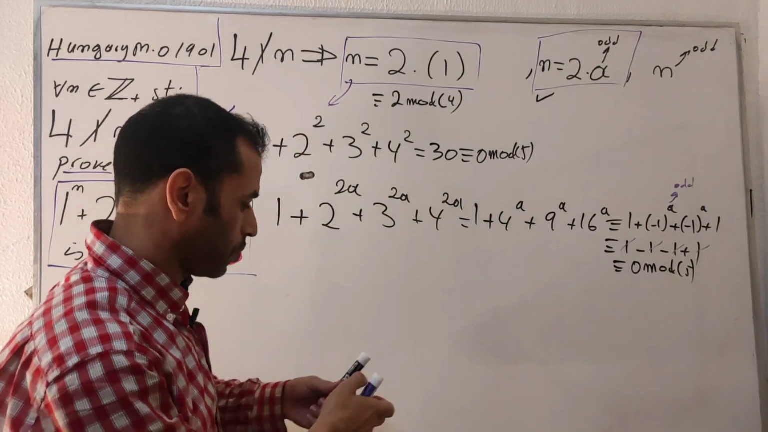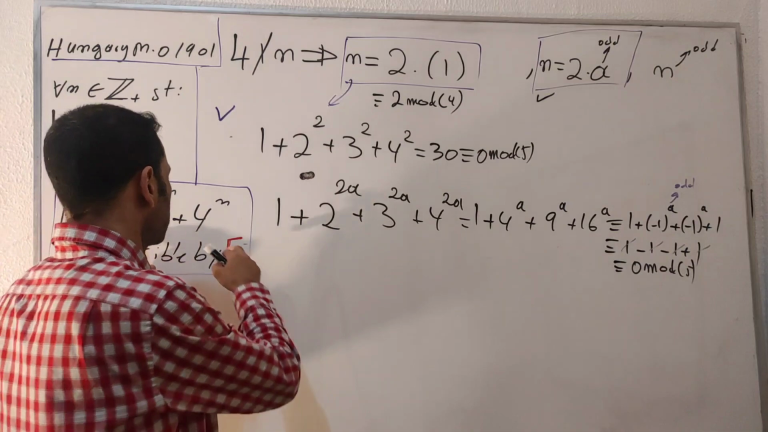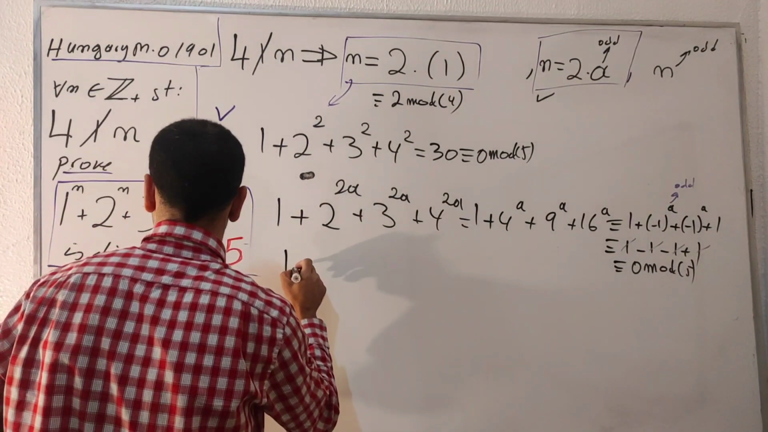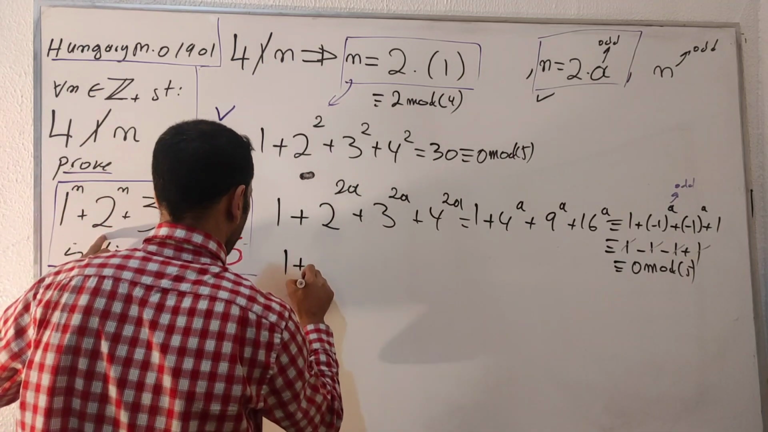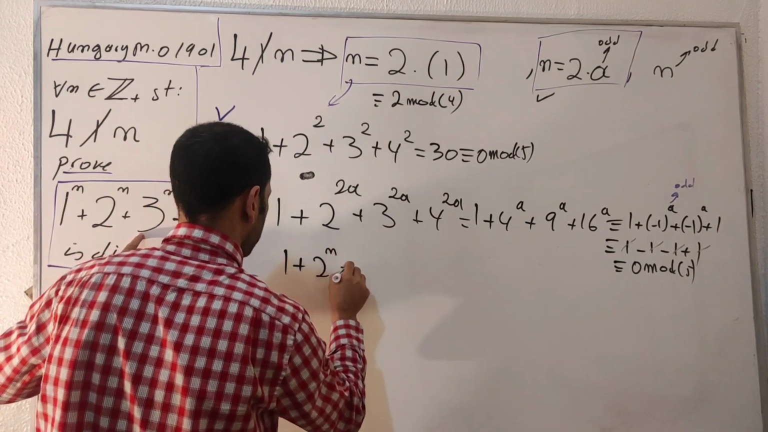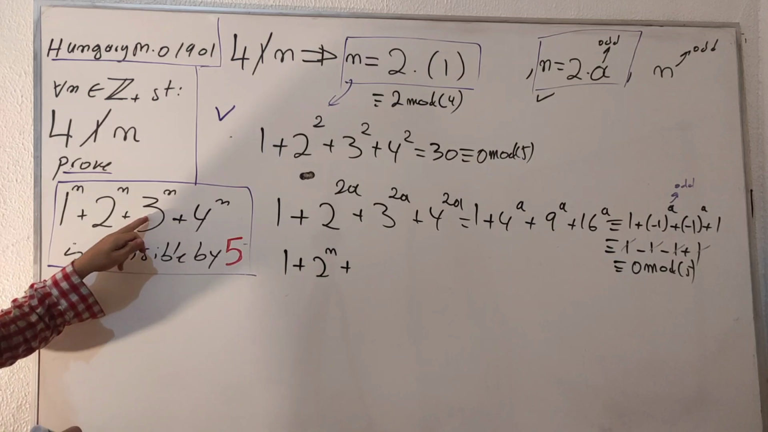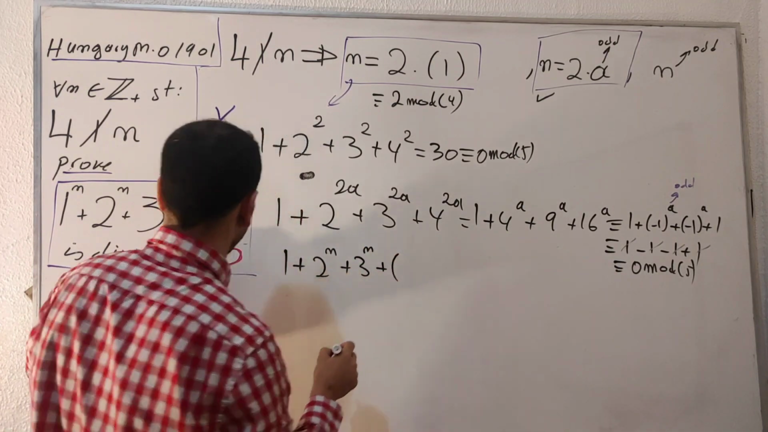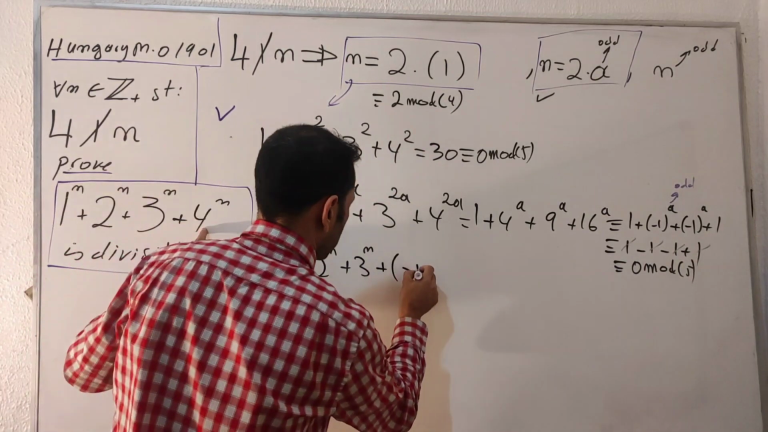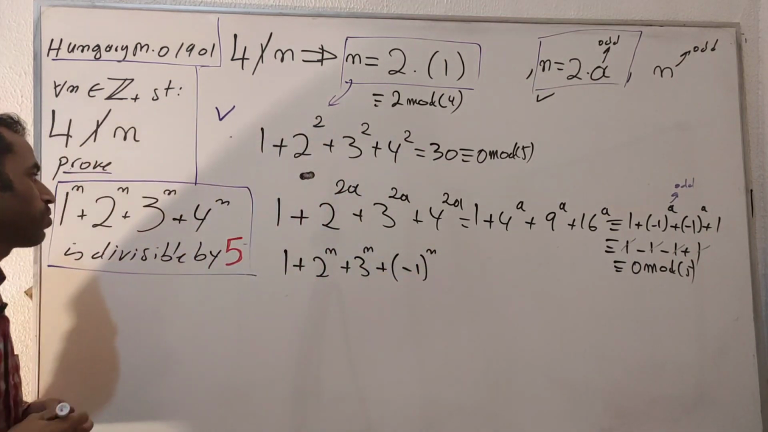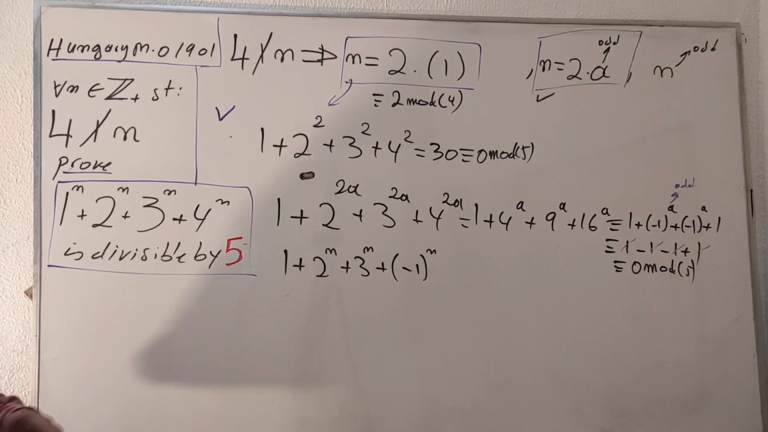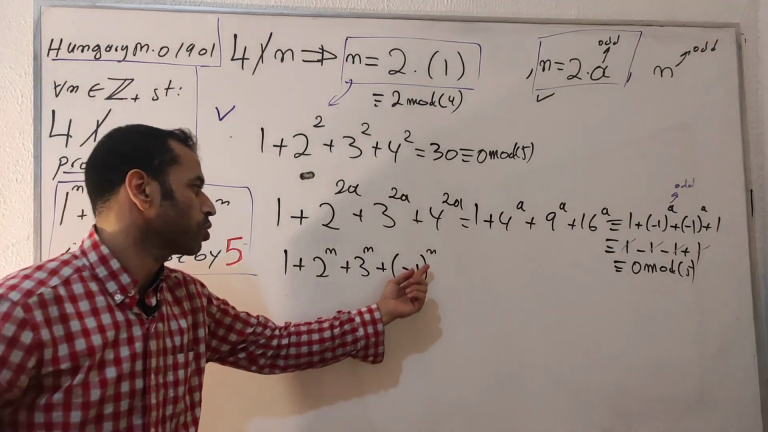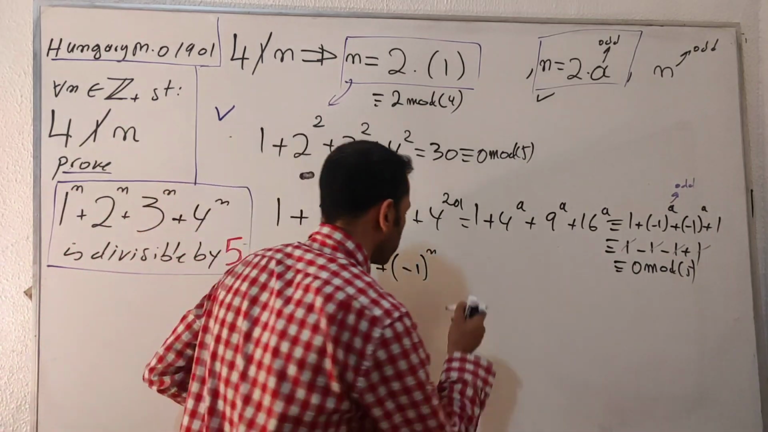Let's check the last one. I'm simply going to use the same argument that I have here, so I'm going to do it right away. 1 plus 2 to the n. Let's simplify this one. We'll have 3 to the n. This one is clearly giving us minus 1 to the n because we know 4 equals 5 minus 1. When you divide this one by 5, you get 0, so I will be left with minus 1 to the n. As we said, n is odd.